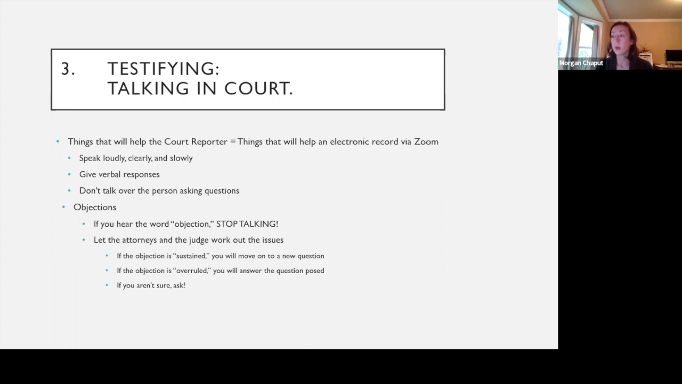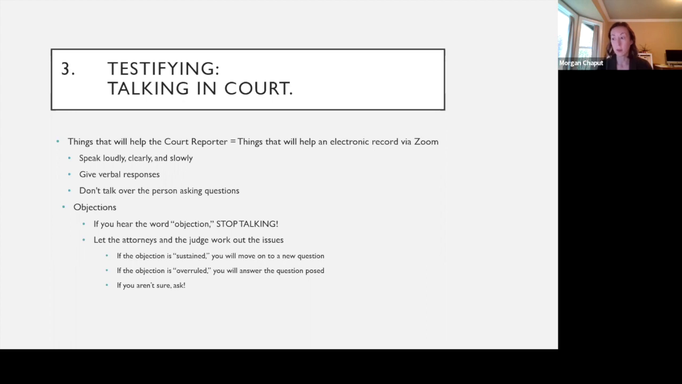If you hear the word objection in a hearing, just stop talking. Mid-sentence, mid-word, someone says objection, just close your mouth, wait patiently for everyone to work out what's going on. So the judge and the attorneys will have to have a little bit of a conversation. It may be over your head because they're going to be throwing out some specific objections and then explaining them, and the judge may be asking questions, and basically just sit there and wait until someone gives you some direction about how to move forward.